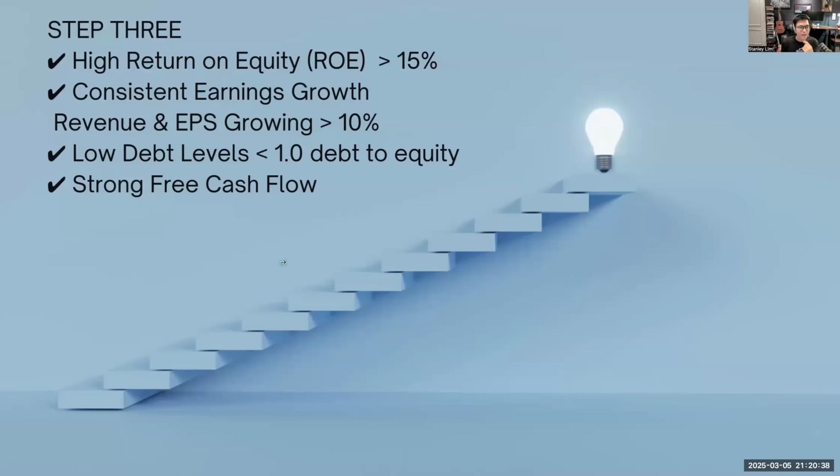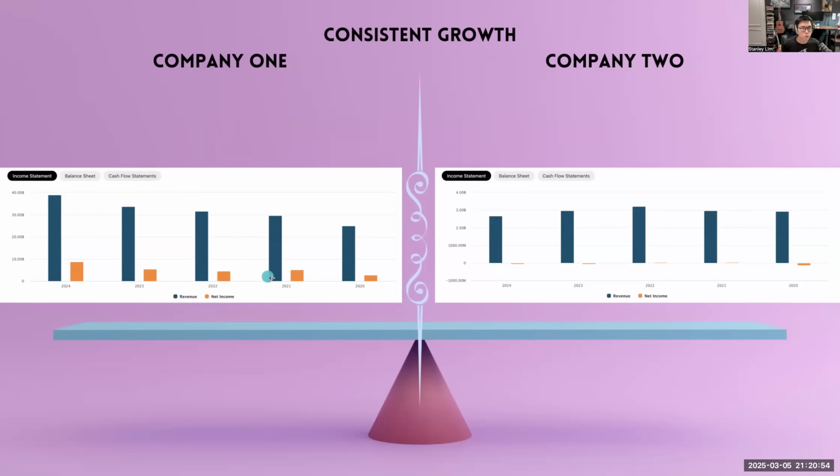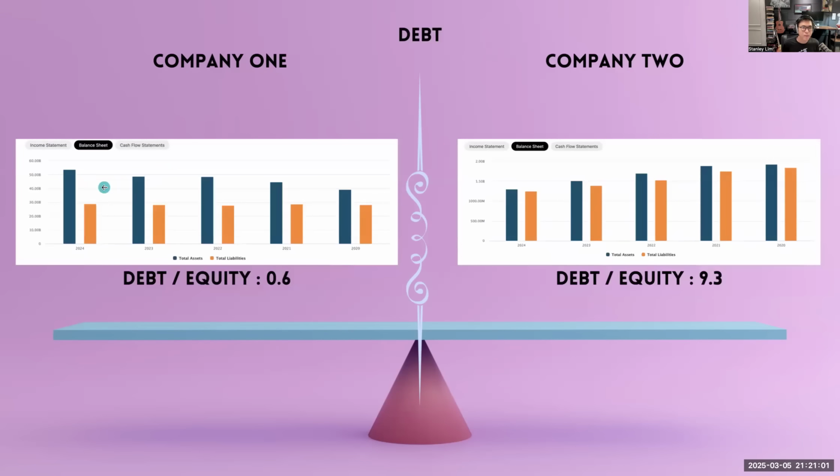And the last one is finding companies with strong free cash flow. First one, we already talked about the ROE, company A and company B. We can see that company A is much more consistent with a very good ROE over time. Consistent growth also, revenue growing, net income growing, not so much for company B. Company C, both have debt. One way that I look at it is total debt divided by equity. So again, just now we talked about equity being the shareholder portion of the company.